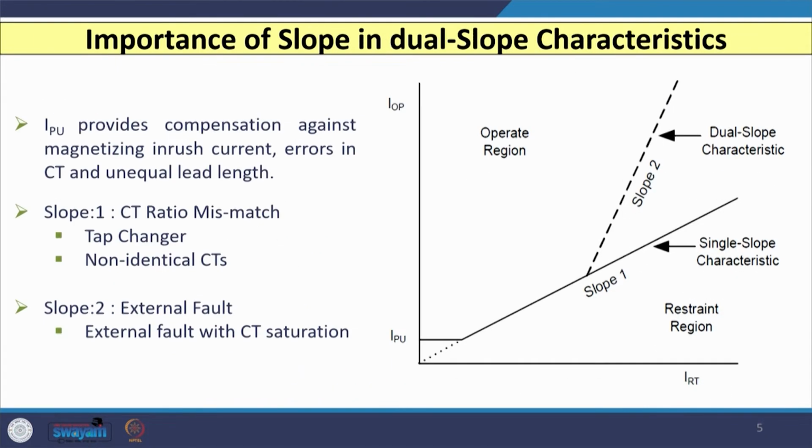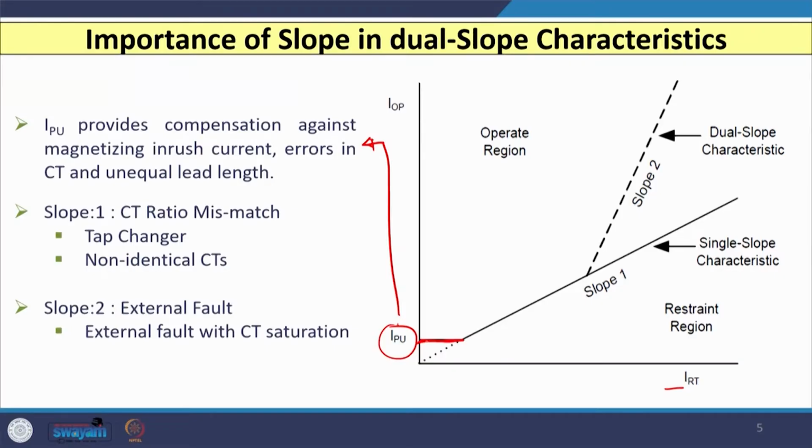Now, if I consider this characteristic of differential relay on x and y axis with restraining and operating current, then the first point is I per unit, and this I per unit provides the compensation against magnetizing inrush current and errors in CT, and at the same time if there is an unequal lead length between the CT and the relay where it is installed inside the control room, then that compensation is provided by this.